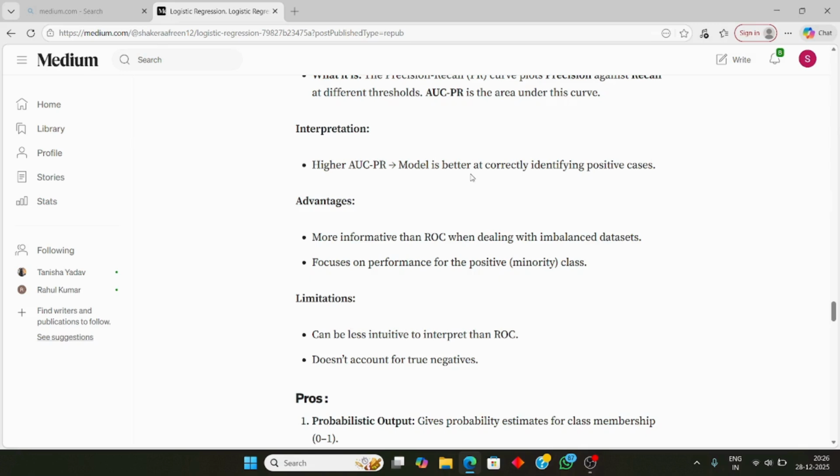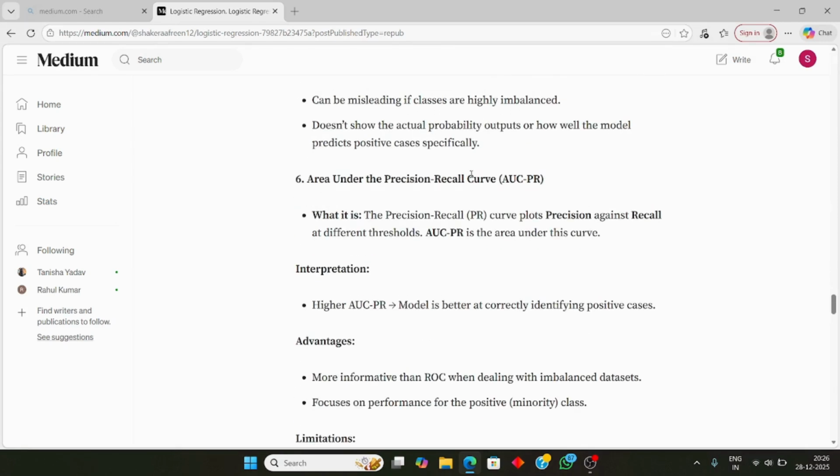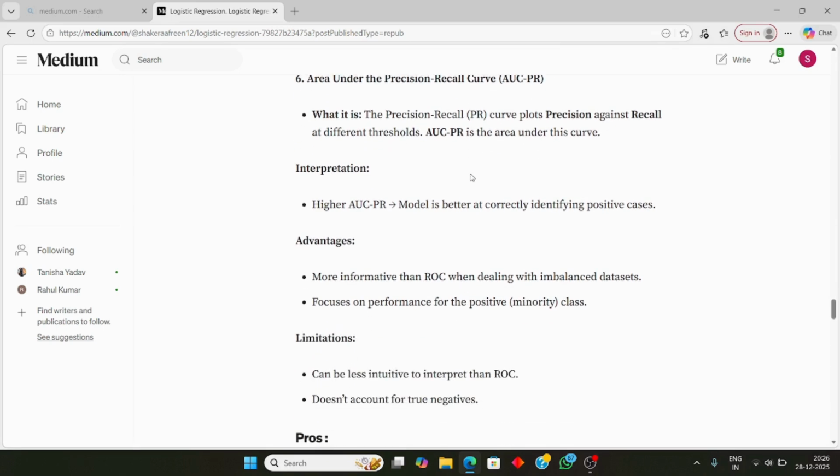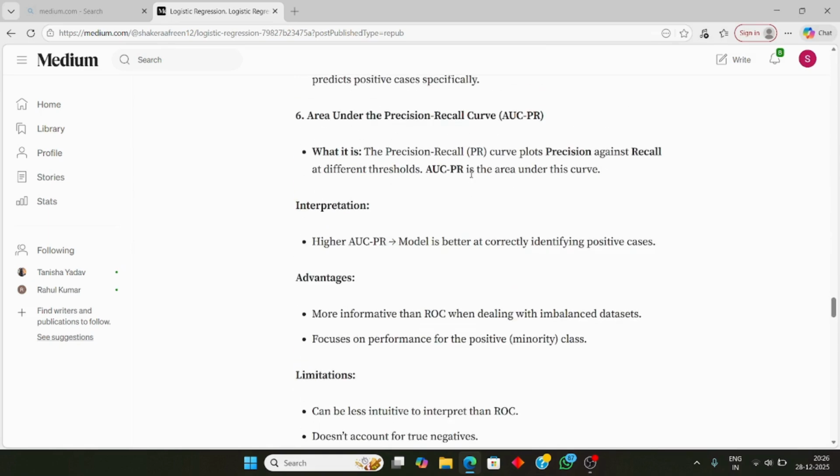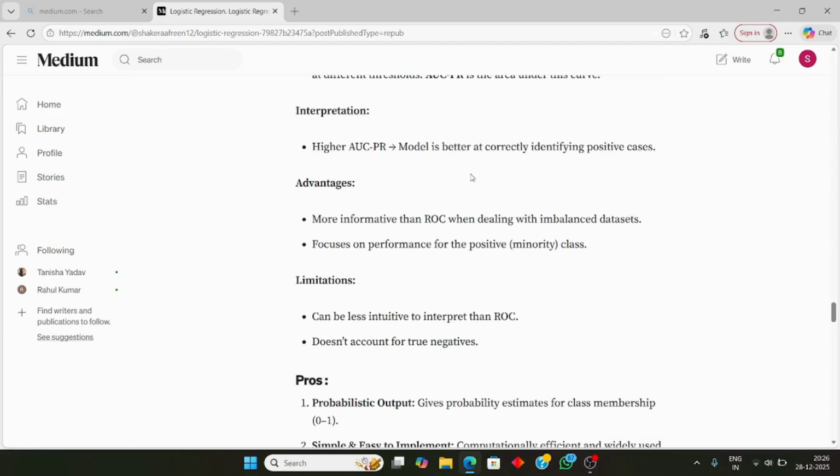positive classes. The limitations are that it can be less intuitive to interpret than ROC, and it does not account for true negatives. In the previous one, the limitation was that it does not show the actual positive outcomes, and here AUCPR does not account for true negatives.